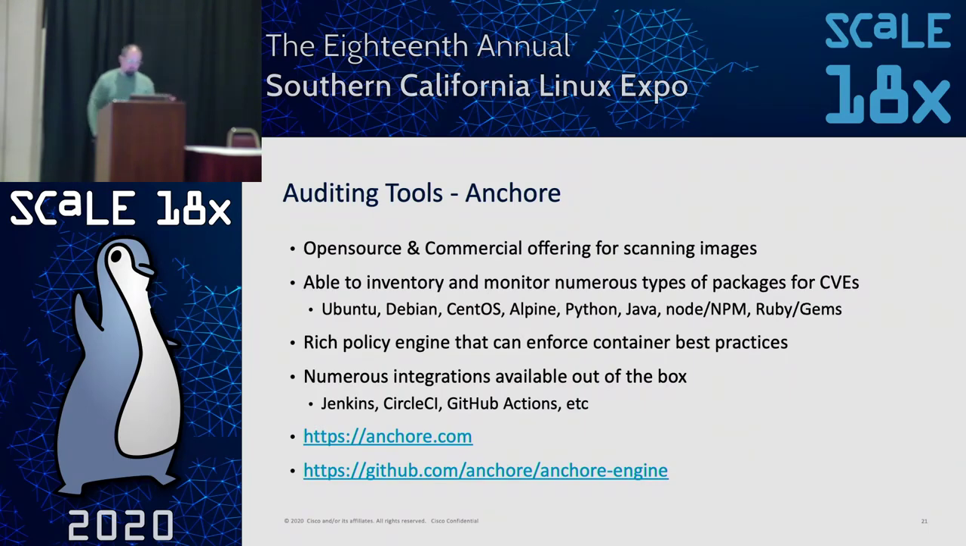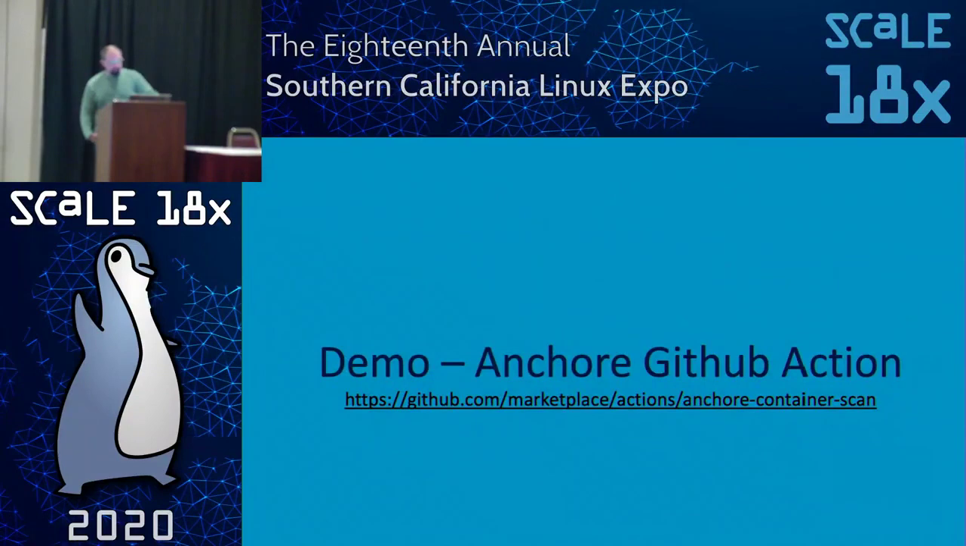There's a number of integrations available out of the box: Jenkins, CircleCI, and my personal favorite, GitHub Actions. It has other ones, but I want to talk about and demo the GitHub Actions one. Anchore.com is the commercial company. GitHub.com/anchore/anchore-engine is the open source Anchore Engine piece.